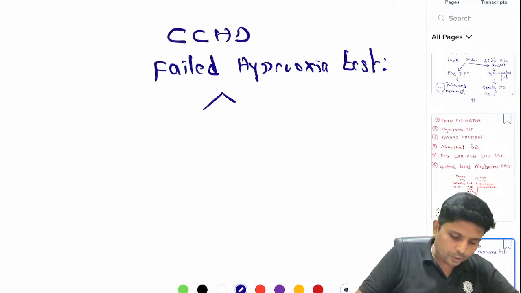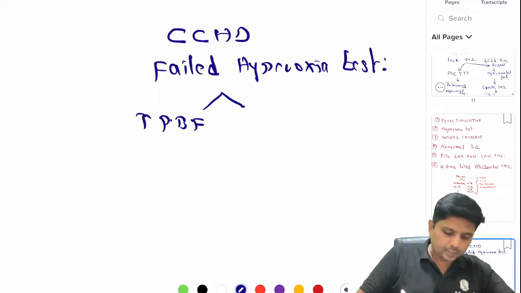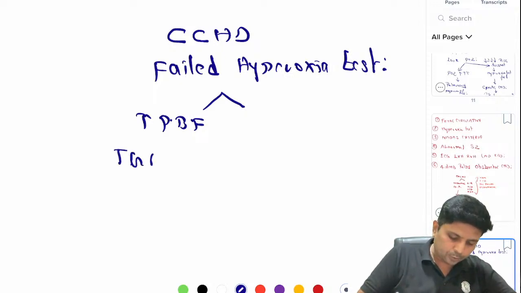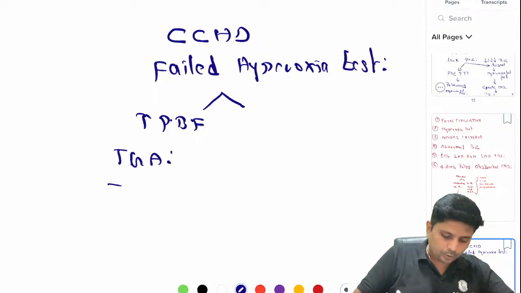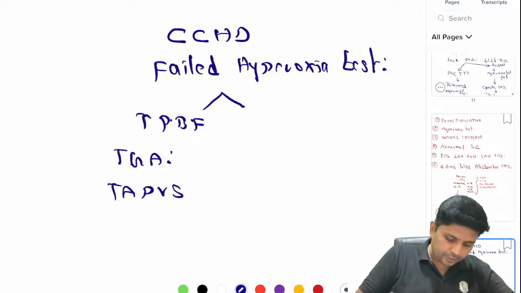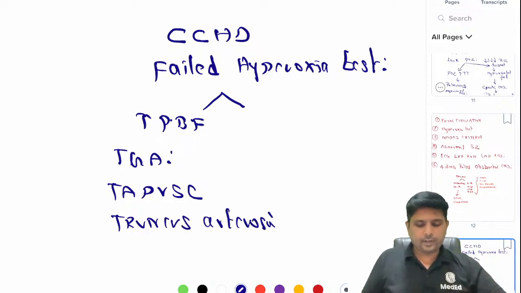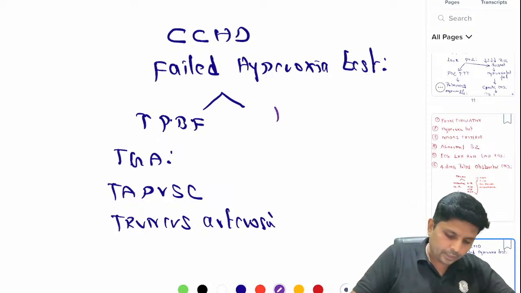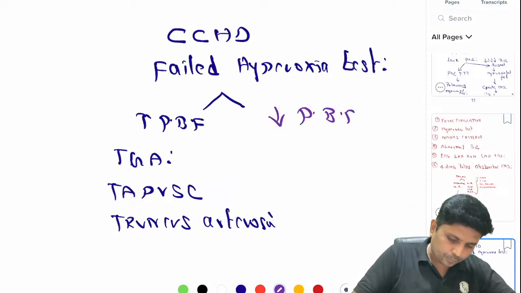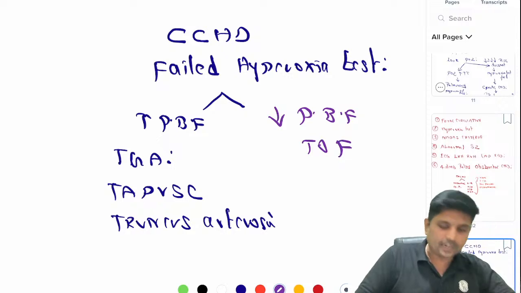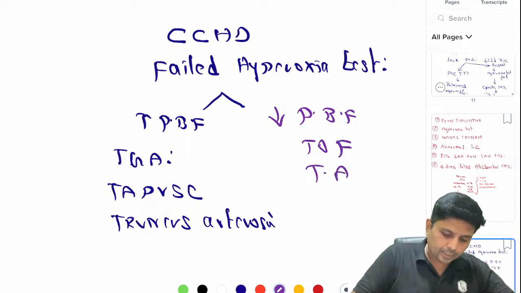What are the two groups? Increased pulmonary blood flow: you have transposition of great arteries, total anomalous pulmonary venous connection, then truncus arteriosus. Whereas in decreased pulmonary blood flow, you have tetralogy of Fallot, tricuspid atresia, Ebstein's anomaly.